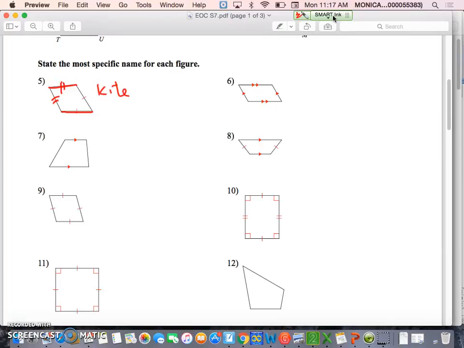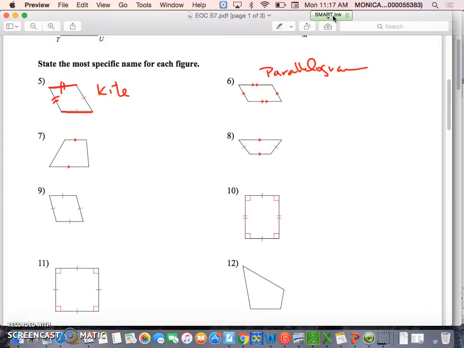And then to clarify for number 6, I've noticed that these sides are marked parallel. So I'm going to be looking for a parallelogram because we don't know anything about the angles at this point. We don't know if they're 90 degrees or not. And they did not tell us that the sides are congruent. Therefore, I can't assume that it's a rhombus. So the best I can say at this point is a parallelogram.